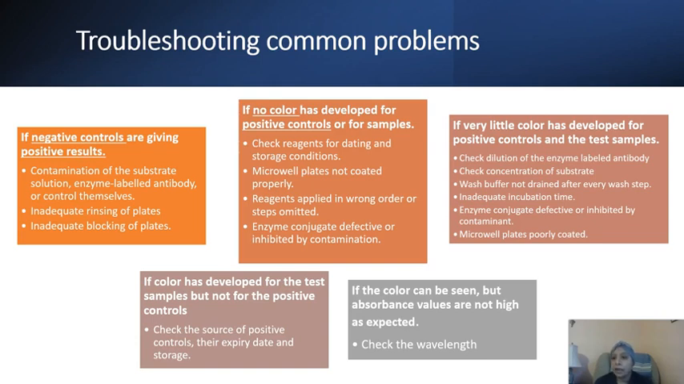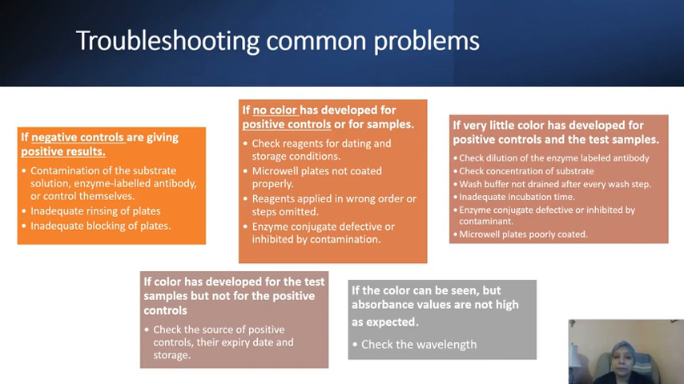If you have very little color that develops in your positive controls or your test sample, again, you want to make sure that you are diluting your samples appropriately, as well as your reagents. But also many times, and especially with student samples, it's because of not removing the wash buffer completely. If you don't drain all the wash buffer, you are essentially diluting your samples and your antibodies more than what you think, and that is going to give you less than appropriate results.